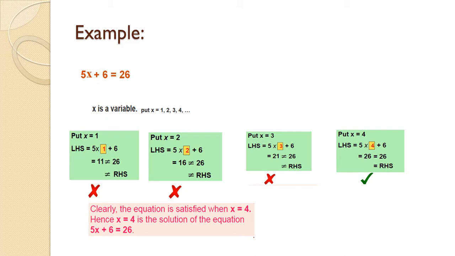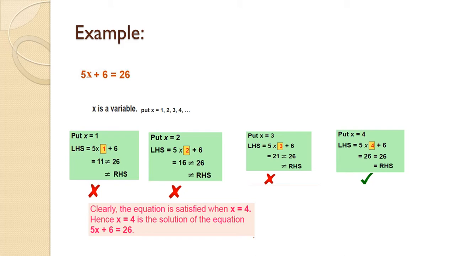Now let me continue and put x is equal to 2. I have put x is equal to 2, so 5 into 2 plus 6, that is equal to 16, which is not equal to 26. That is not equal to the RHS. That shows that x is equal to 2 is not the solution of the equation. Now let me come to the third one, x is equal to 3. Here also you can see I get the answer 21, which is not equal to 26.